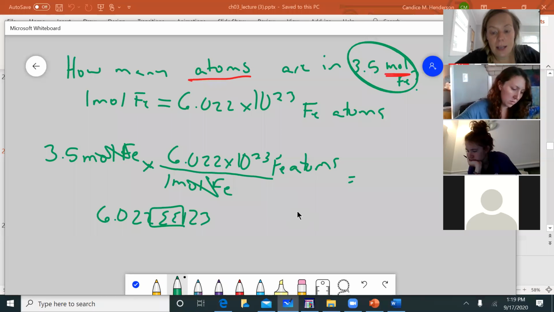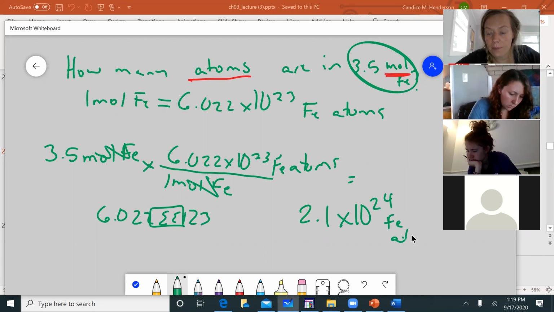All right, so when we plug that in, we end up getting, I'm going to use 2 sig figs, just 2.1 times 10 to the 24th Fe atoms. So it's not too bad to go between that. Let's try the other direction.